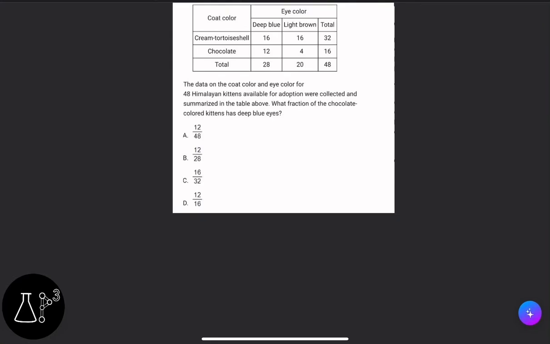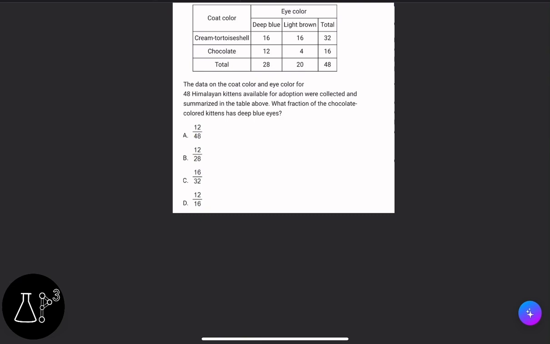And in today's video, we're going to do SAT math problems, but problem analysis. The question asks the following. The data on the coat color and the eye color for 48 kittens available for adoption were collected and summarized in a table above. What fraction of the chocolate colored kittens has deep blue eyes?